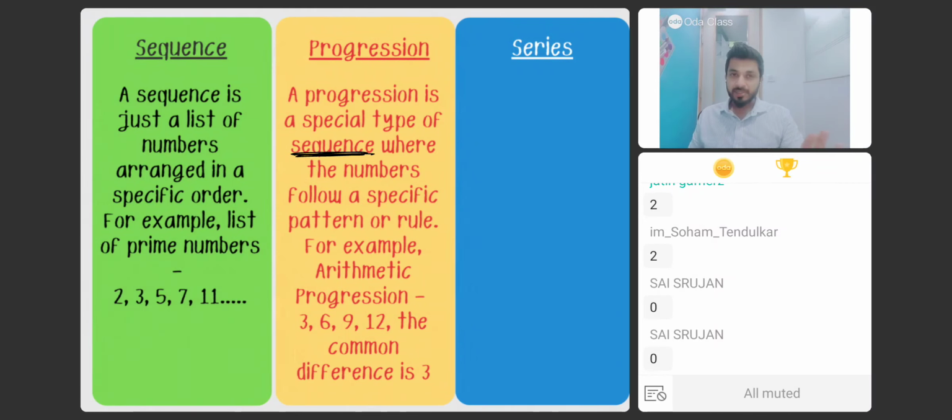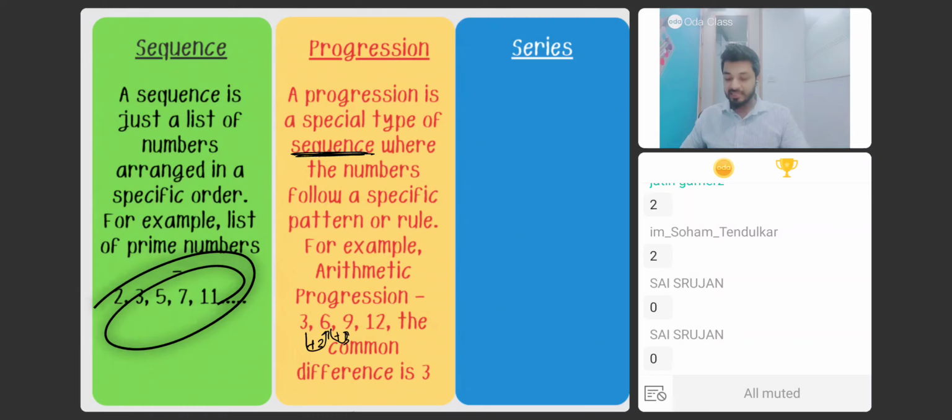For example, in prime numbers, there is no such pattern or rule like in a progression. Just say 3, 6, 9, 12. What is the pattern or rule in this? If you add 3 to a term, you will get the next term. If you want to find the next term, just add 3. So this is the rule.